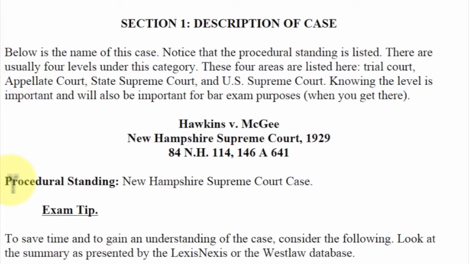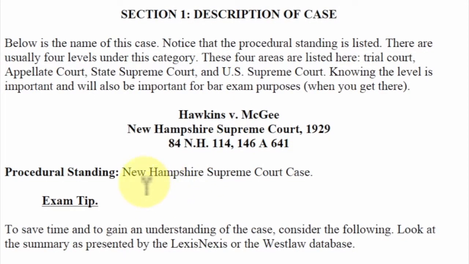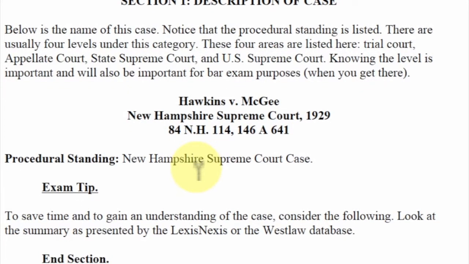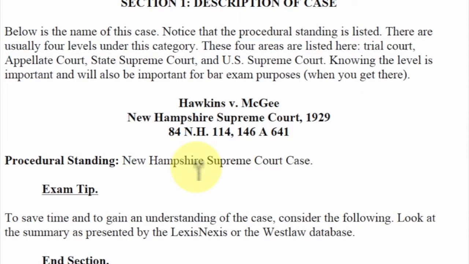So let's skip the introduction here. I'm going to align my speech with this text. Let's go to section 1 here. That's the case. Now, you do want to know the procedural standing. Usually there are 4 parts here. There's a trial court level, the appellate court, state Supreme Court, and the U.S. Supreme Court. And here we're talking about a state Supreme Court.